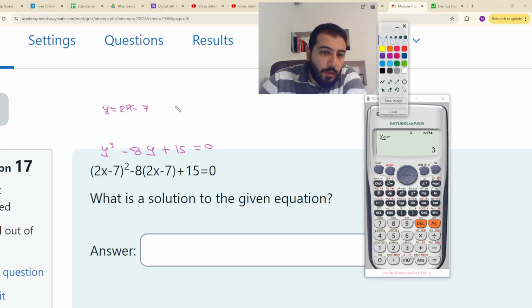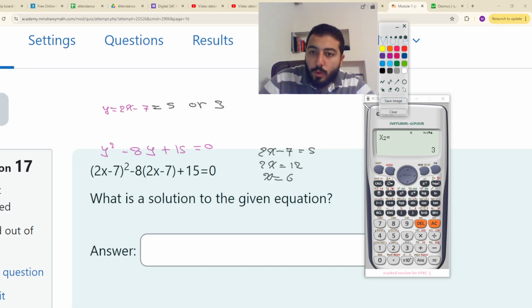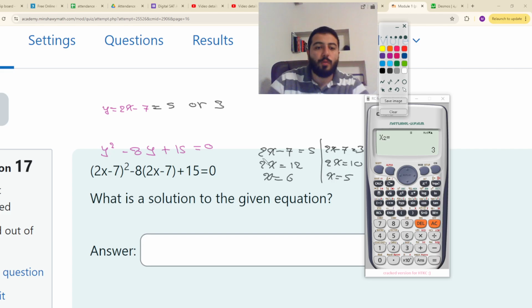So now we know that 2x minus 7 is equal to 5 or equal to 3. 2x minus 7 could be equal to 5, so 2x could be equal to 12, so x is equal to 6. Or 2x minus 7 is equal to 3, so 2x is equal to 10, so x is equal to 5. So we have one of two solutions, either 5 or 6. One of those.